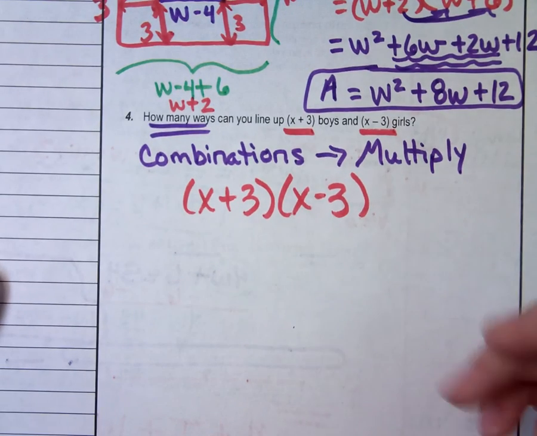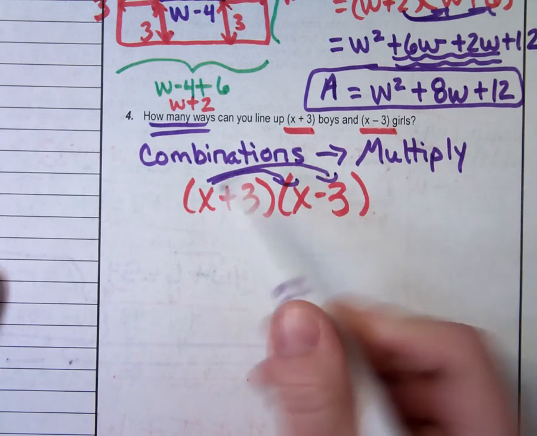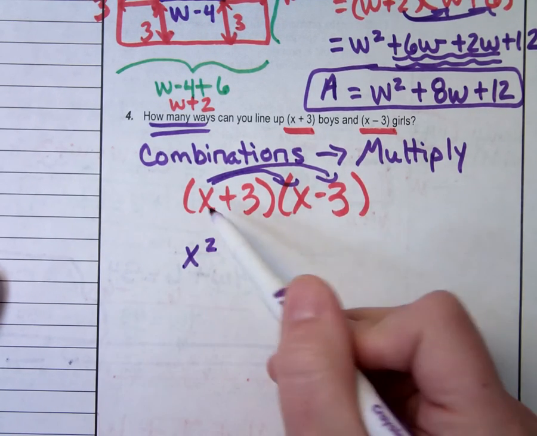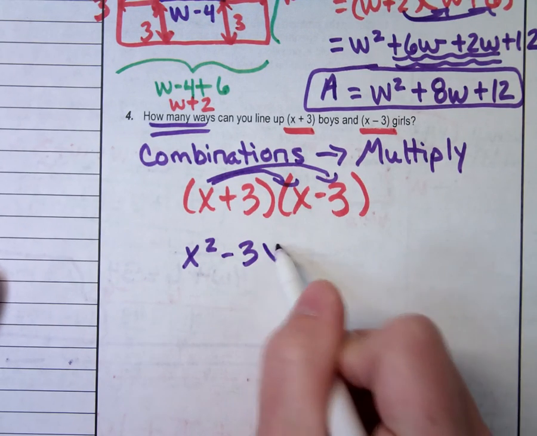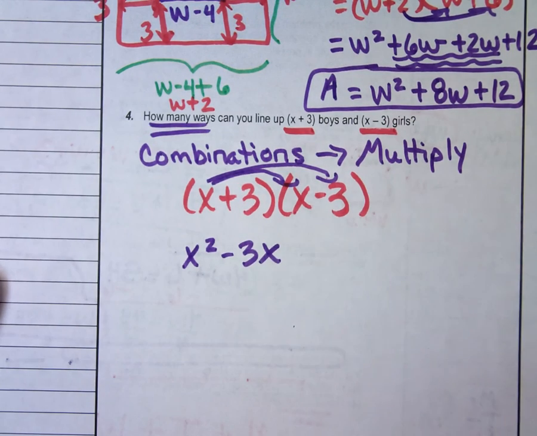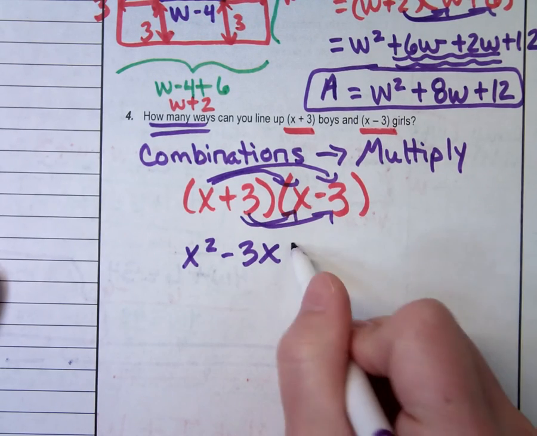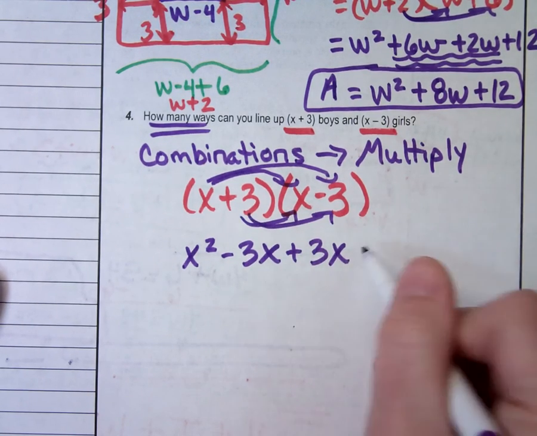Now I have a problem like up above, so I'm going to double distribute. First, let's distribute the x. What is x times x? X squared. What's x times negative 3? Negative 3x. Now let's distribute the 3. What's 3 times x? A positive 3x. And what's 3 times negative 3? Negative 9.